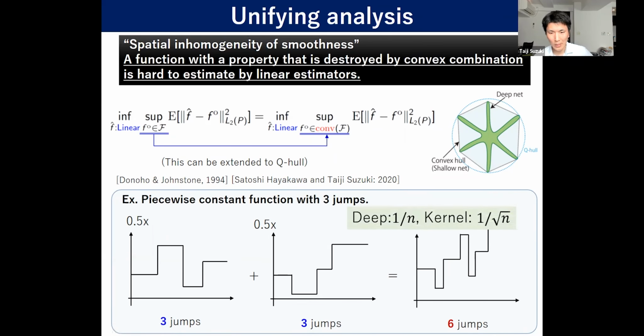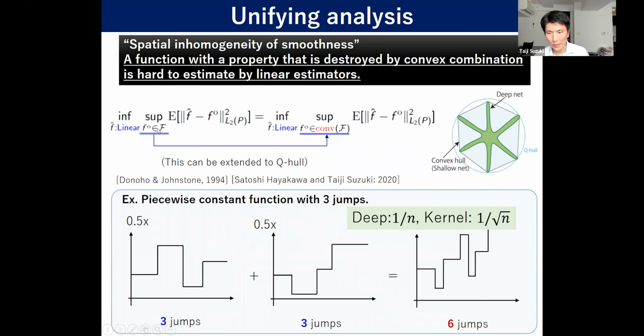If the target function class is not closed under the convex combination, then there appears a difference between the deep method and the kernel method. If you use deep learning, we obtain a 1/n convergence rate of the estimation error for this kind of function. But if you use the kernel method, you obtain a 1 over square root n convergence rate. So there is a square root n difference. This is because of the convex hull argument. I should explain that in more detail.